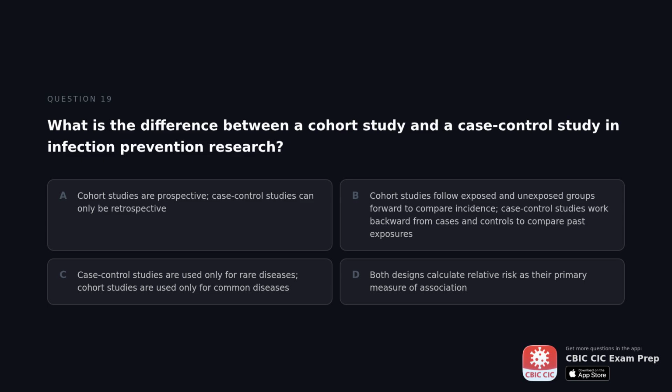What is the difference between a cohort study and a case control study in infection prevention research? A. Cohort studies are prospective. Case control studies can only be retrospective. B. Cohort studies follow exposed and unexposed groups forward to compare incidence. Case control studies work backward from cases and controls to compare past exposures. C. Case control studies are used only for rare diseases. Cohort studies are used only for common diseases. D. Both designs calculate relative risk as their primary measure of association.